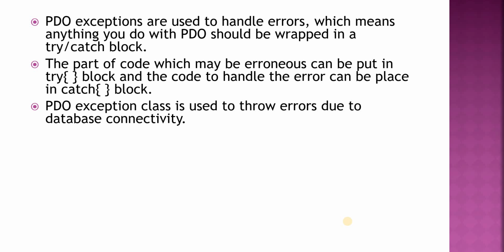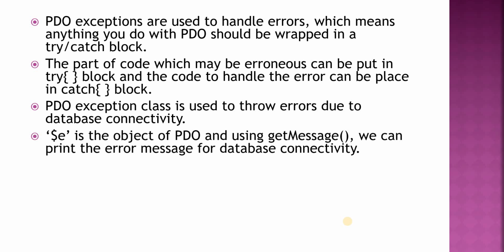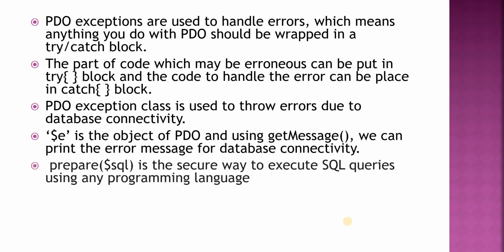The PDO exception class is used to throw errors due to database connectivity. The main error that we can get in the database is sometimes that the connection is not established. It may be because we do not have a database. It may be because the DBMS that you are providing is incorrect, or the host is not responding. All these kinds of errors can occur. $e is an object of PDOException, and using getMessage, we can print the error message for database connectivity. We have already seen in the code how $e works.